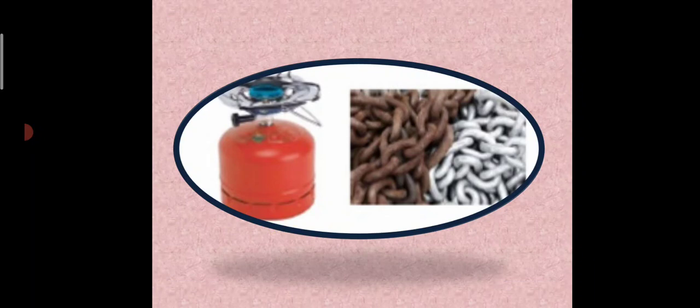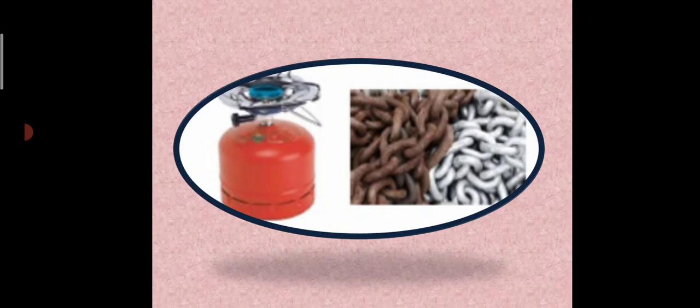How does a fuel burn? What is cylinder gas made up of? It is mostly propane and butane. LPG is propane and butane. So how is it burning suddenly? Those gases react with the oxygen, that is, a combustion reaction takes place with the oxygen. That is how it is burning. That is also an oxidation.